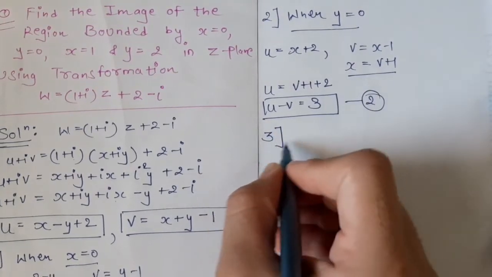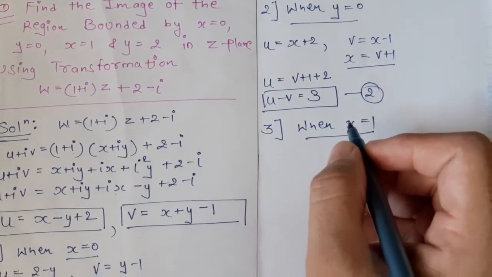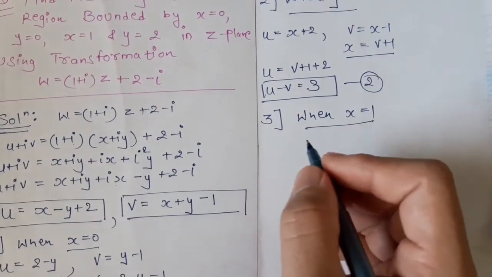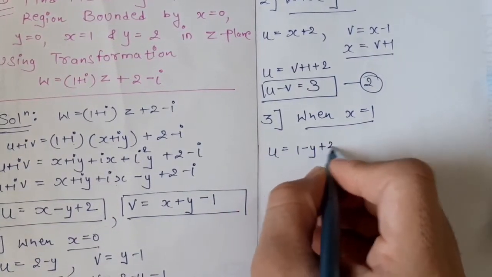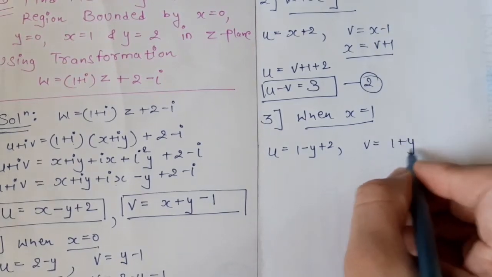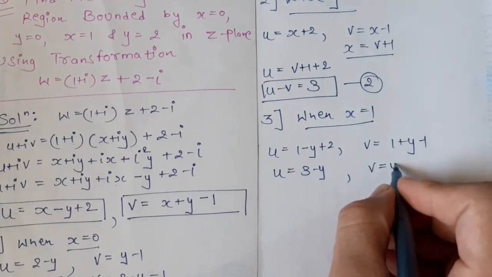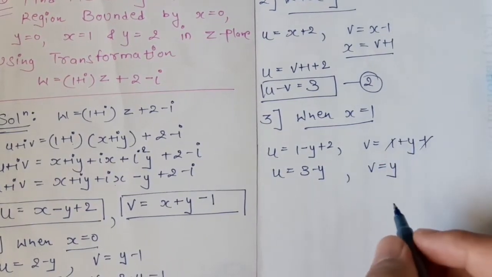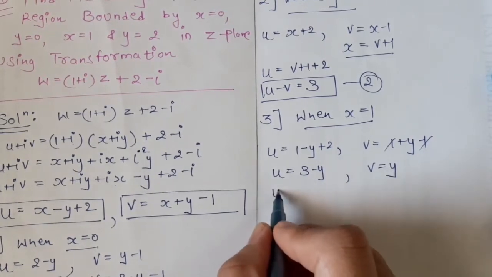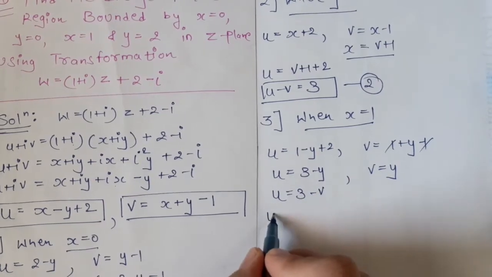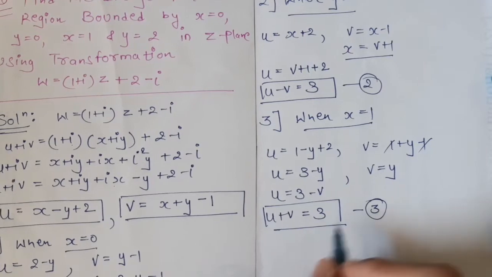Now the third, when x equals 1. Okay, now when x equals 1, that time u equals 1 minus y plus 2 and v is equal to 1 plus y minus 1. So u is equal to 3 minus y and v equals y. This minus 1 and plus 1 gets cancelled. So here we had obtained that v is equal to y. So substitute v equals y in this equation. So we will get u is equal to 3 minus v. So u plus v equals 3. This is the third equation we obtained.